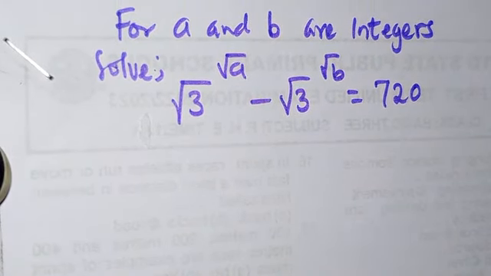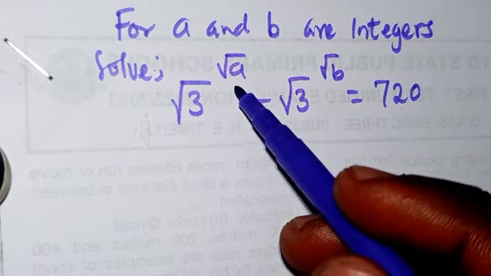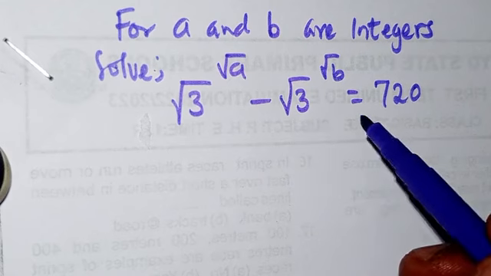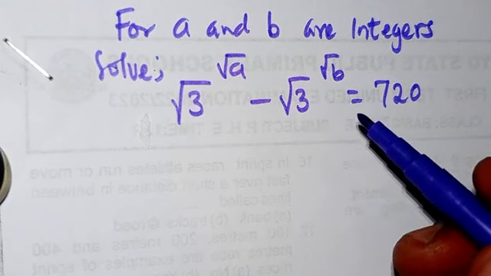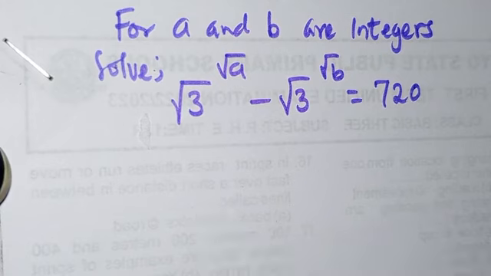In this tutorial today, we are going to be solving this algebra problem. For a and b are integers, we have to solve root 3 to the power root a minus root 3 to the power root b equals 720. So now from there, I'm going to rewrite this equation in this form.